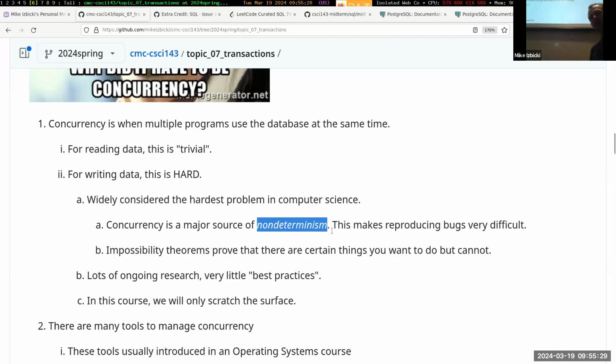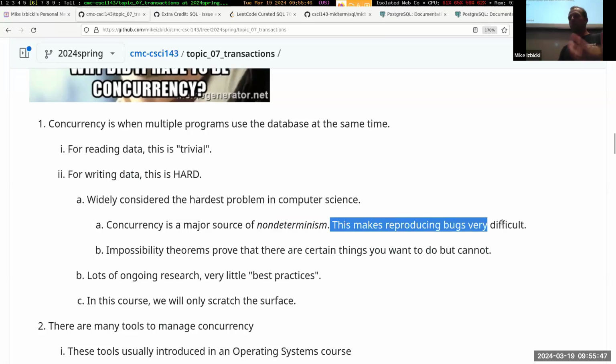We've talked a little bit about non-determinism. It's only come up so far in the sense of when you upload your programs from the Lambda server to GitHub, you might get different results if you didn't have the order by clause. But we're going to start seeing a lot more cases of non-determinism and how that can happen. And this makes reproducing bugs very difficult, so it makes fixing those bugs very difficult.